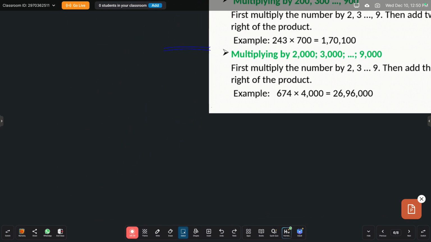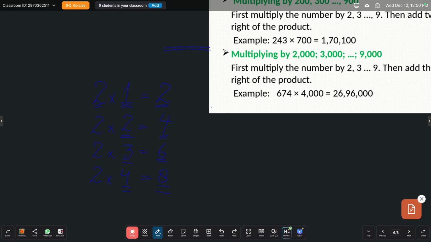Here I am writing 2 into 1. What is 2 into 1 equal to? 2. What is 2 into 2 equal to, beta? 4. What is 2 into 3 equal to, beta? 6. Yes. What is 2 into 4 equal to, beta? 8. Yes. Okay, what I am doing here, I am just multiplying this 2 first by 1, then by 2, then by 3, and then by 4. And I am getting the product.